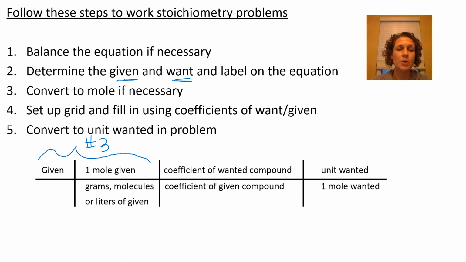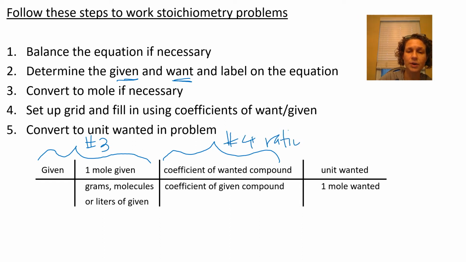So we convert to moles first, and then we set up our grid using the coefficients of what we want over what we are given. And so this is the actual ratio step. So here's number 4 from our steps. We're setting up the grid, and this is our ratio, because now we are in a unit. Since we converted to moles, we are in a unit that is represented by the coefficients, and so we can just use the coefficients for that ratio.